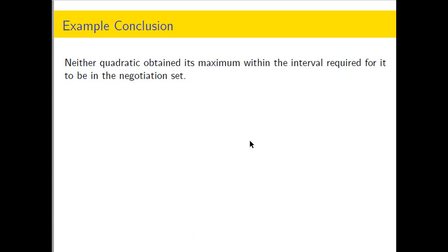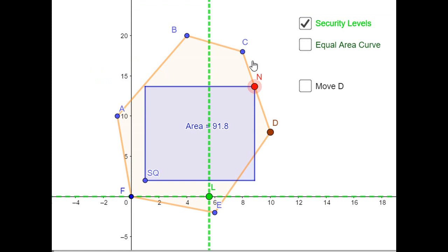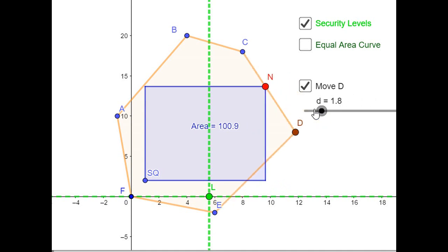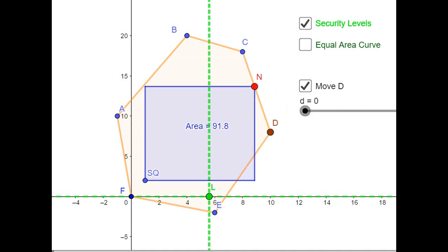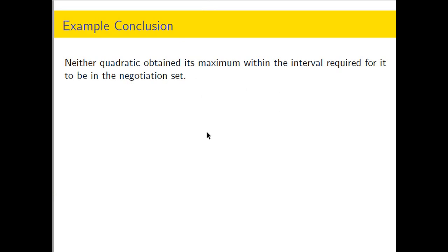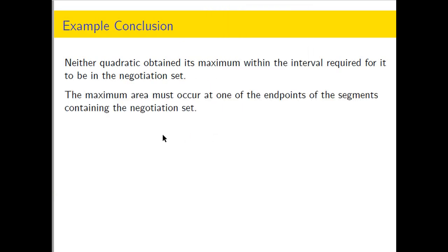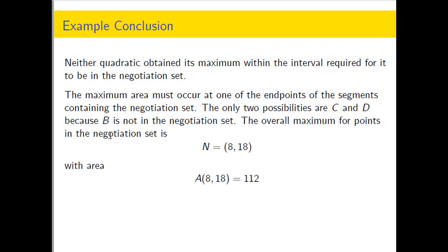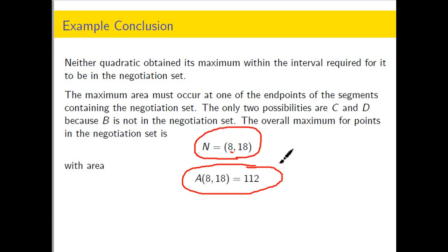So that happens sometimes. I have a further example I'm going to show you where we can move this point D, and we'll see how that changes what's happening with the solution. But for right now, we just got one of the endpoints. And B wasn't in the negotiation set, so we wouldn't even bother calculating it. Here's the results. This is the maximum area obtained, and it happens when x is equal to 8. So this is the Nash arbitration point.